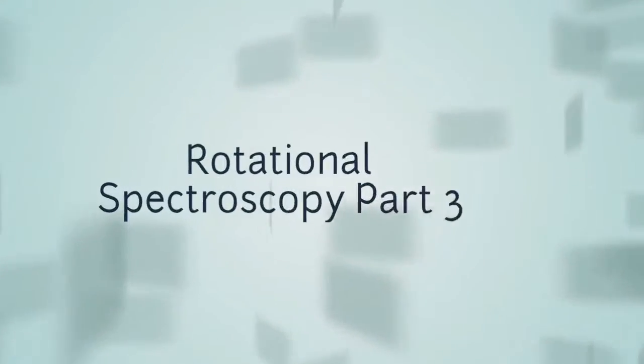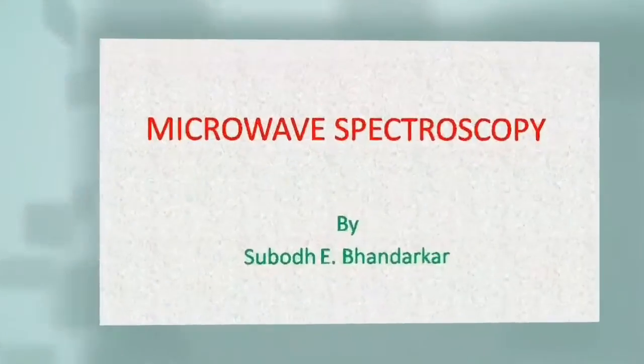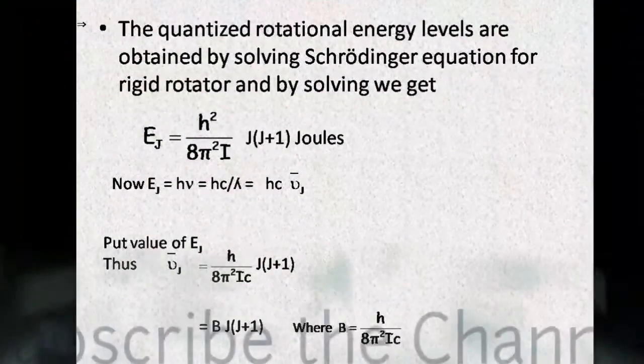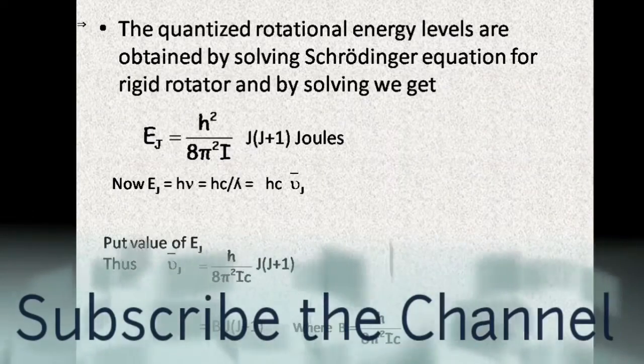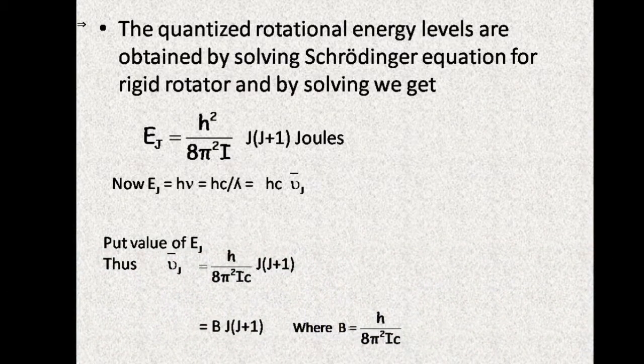Hello friends, welcome to part 3 of rotational spectroscopy. In this part, we are going to discuss microwave spectra. As you know, rotational energy levels are quantized and its energy is obtained by solving Schrodinger wave equation.